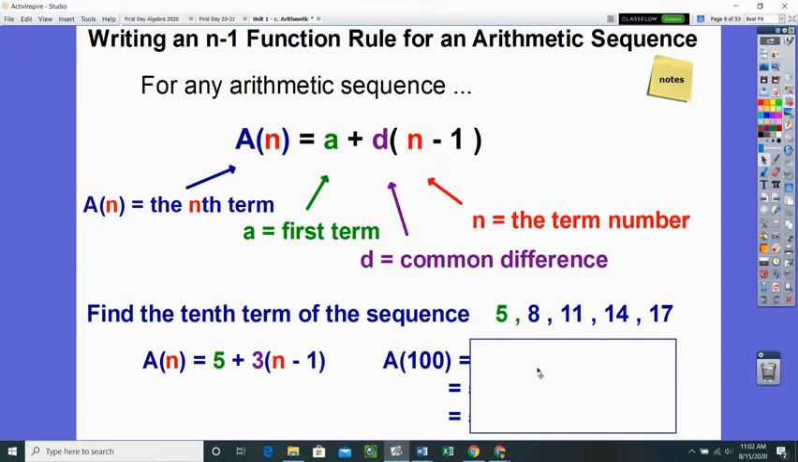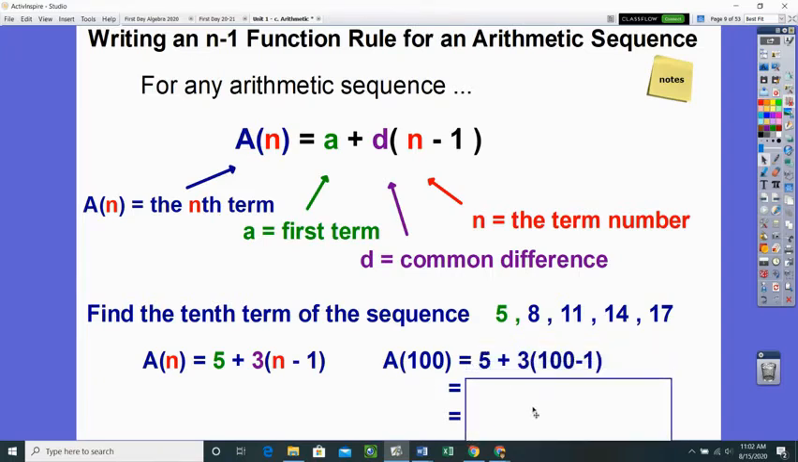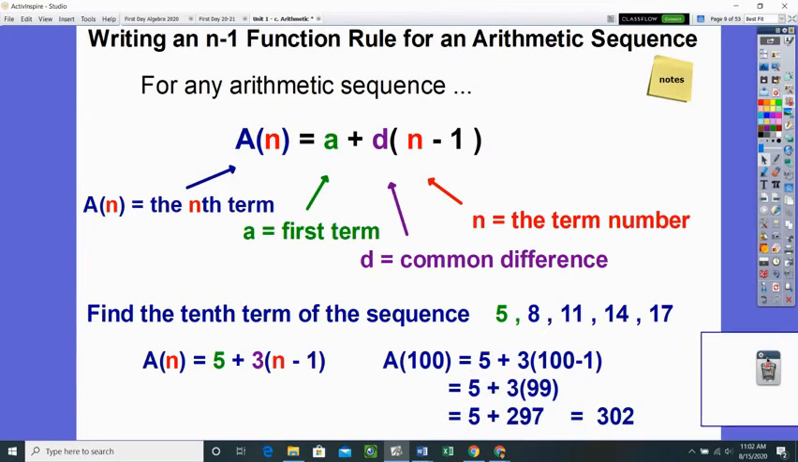So did you get, of course, that you're going to multiply by 99, and you're going to multiply first and then add the 5, and you should have got 302. And that's how we write an n minus 1 rule. So now I'm going to give you a chance to try that. Now, this formula should be on your notes page.